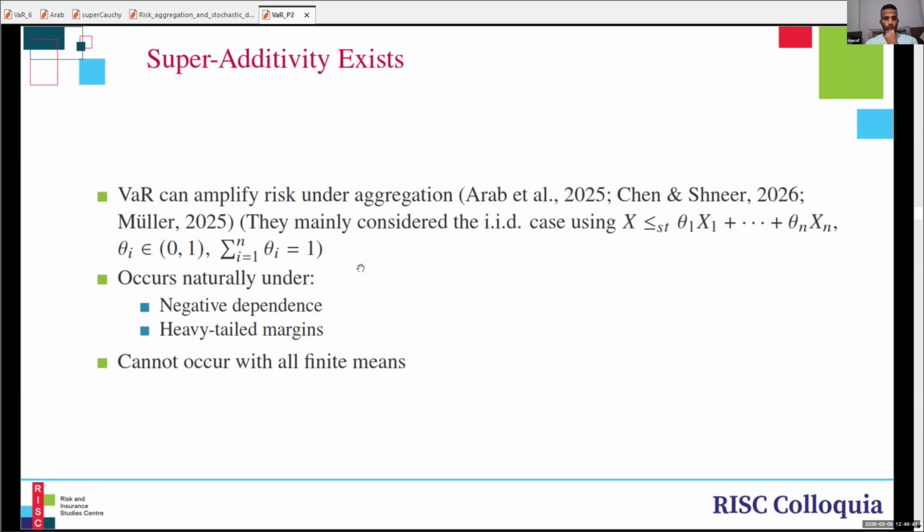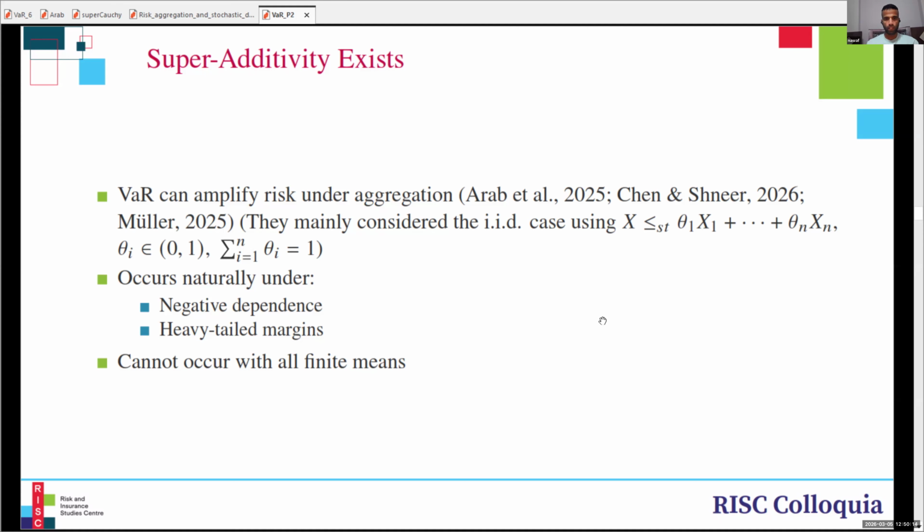Okay, so super additivity happens quite naturally if we consider two things: the dependence structure being negative, which we'll define in a moment, and the tails, or the margins, needing to be heavy-tailed. As you can see, heavy-tailed means no means, no variances. And it cannot occur when all the components have finite means.